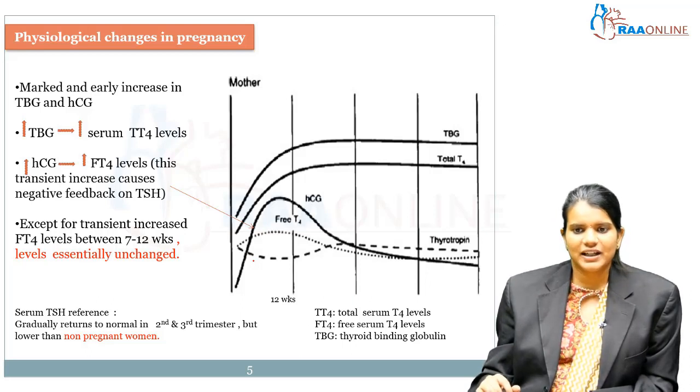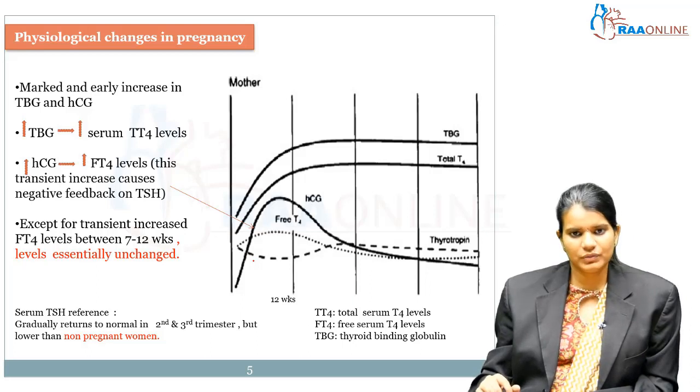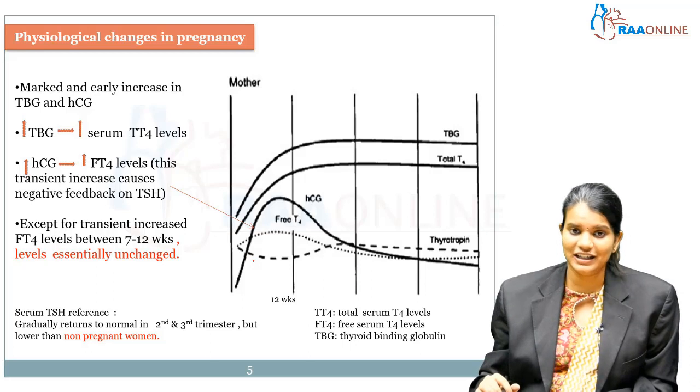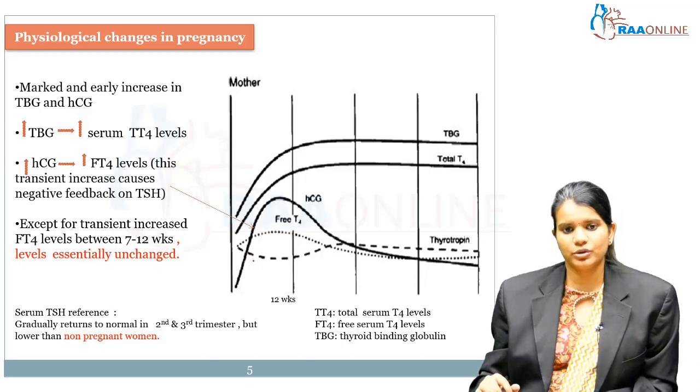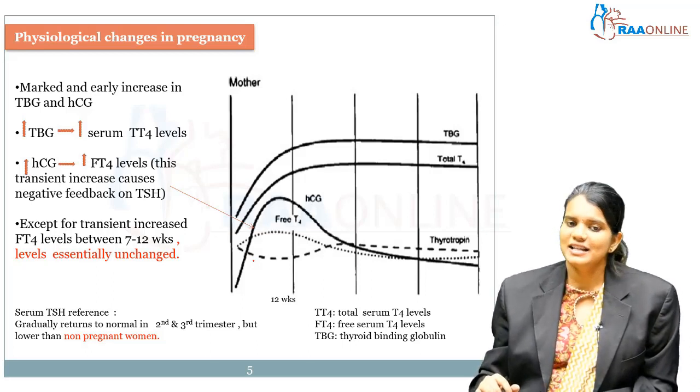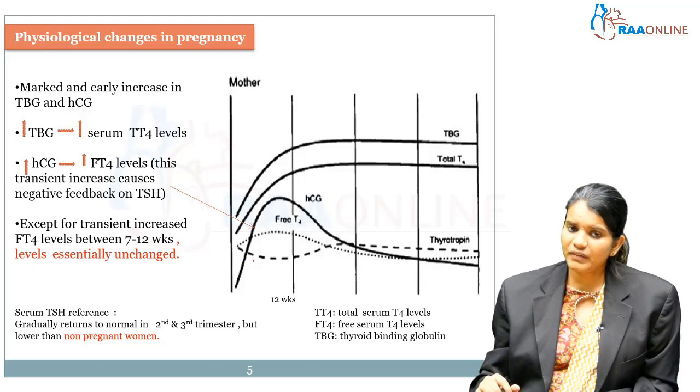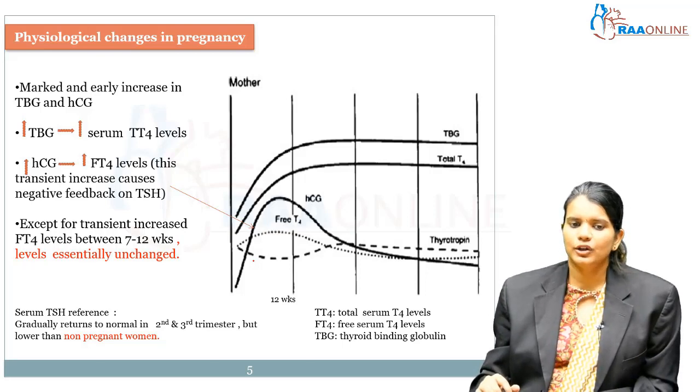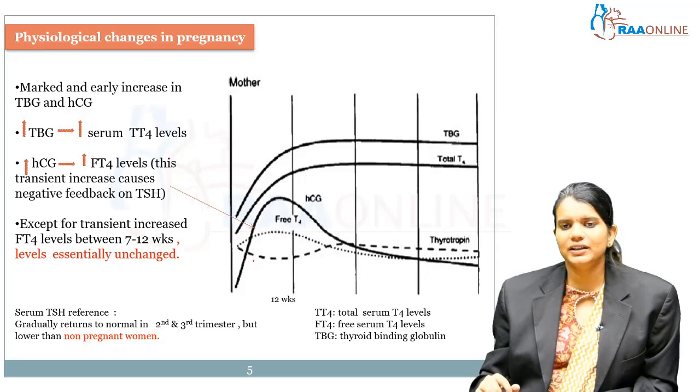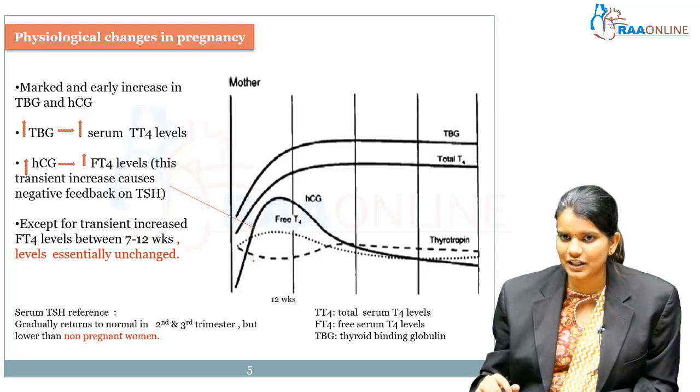So that is why there is a lower cutoff for TSH in pregnancy. This usually returns to normal in the second and third trimester, but it is lower than in non-pregnant women. So this is a very important physiological change in pregnancy that you have to know.